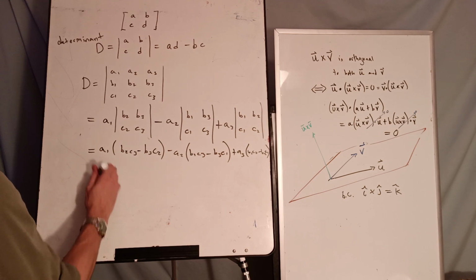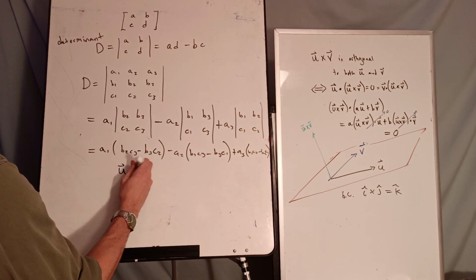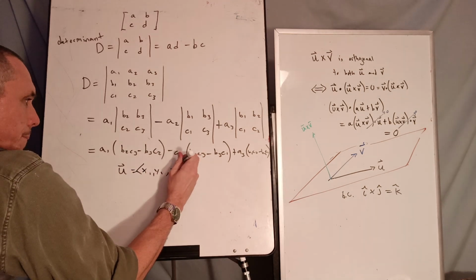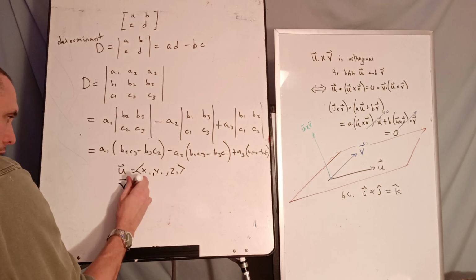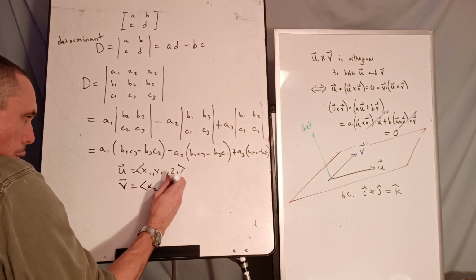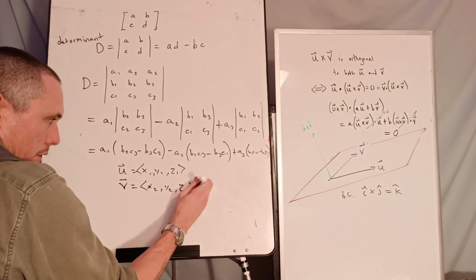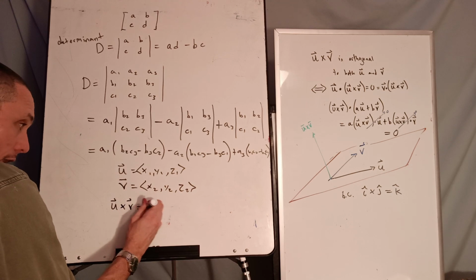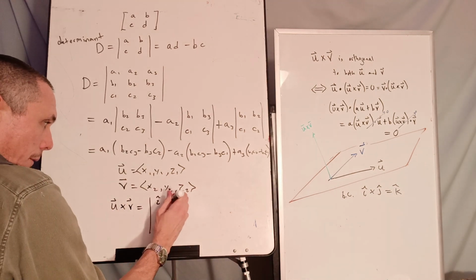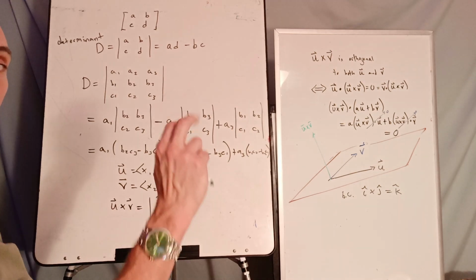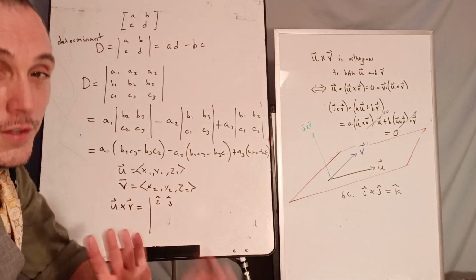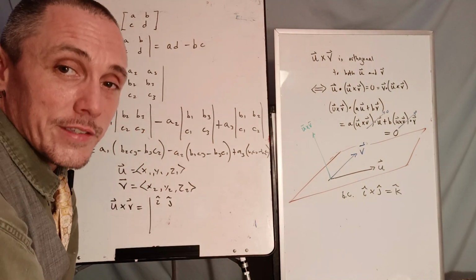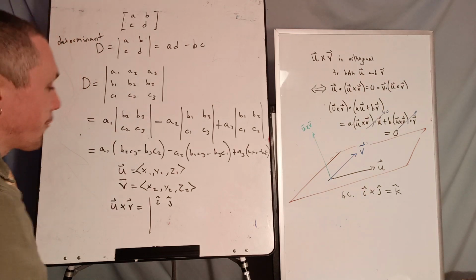So how can we write, if we have U as x1, y1, z1, and we have V as x2, y2, z2, then how can we write U cross V just succinctly? Well, we remind ourselves this is the determinant of the matrix with the following components. Now, yes, these are mixtures of vectors and numbers as the components of the matrix. Again, this is just a mnemonic. This is just a device to help you remember the formula.